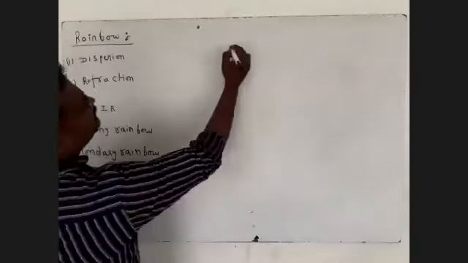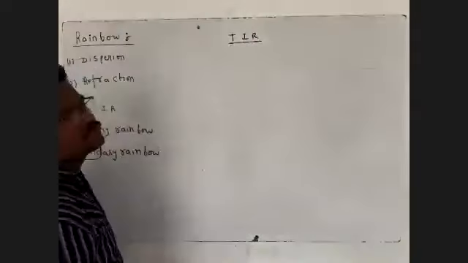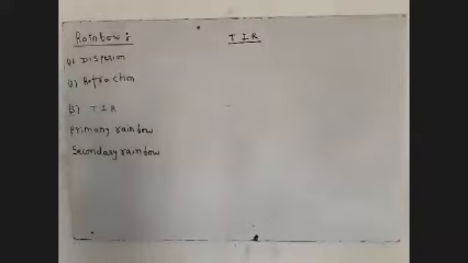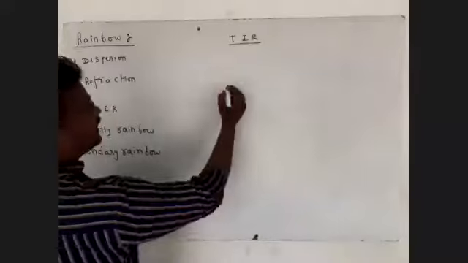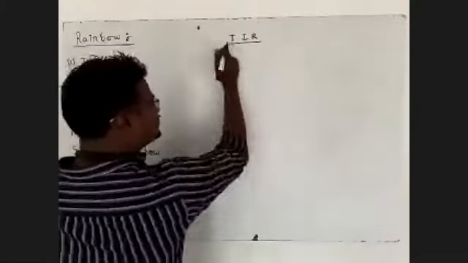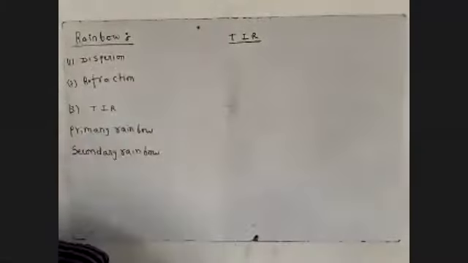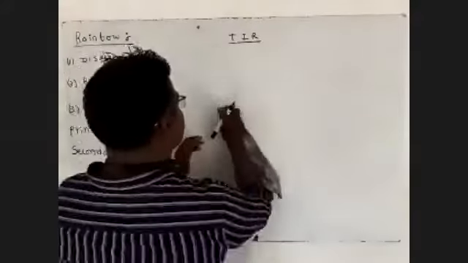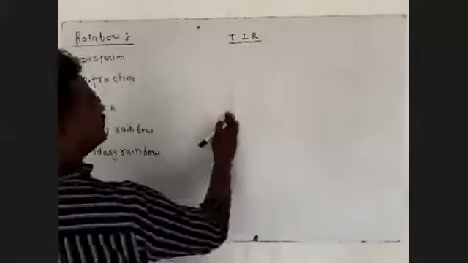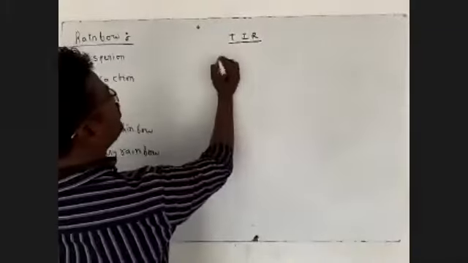Total internal reflection means, as we know very well, T means total, I means internal, R means reflection. So here we have the three conditions. Condition number one in total internal reflection. So what is your condition number one?